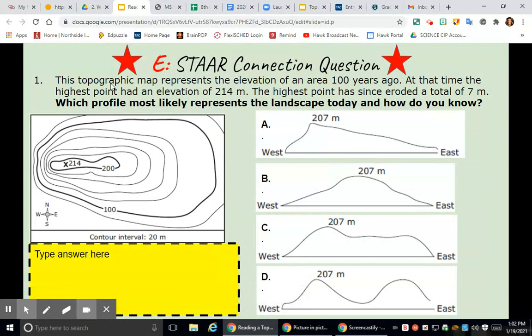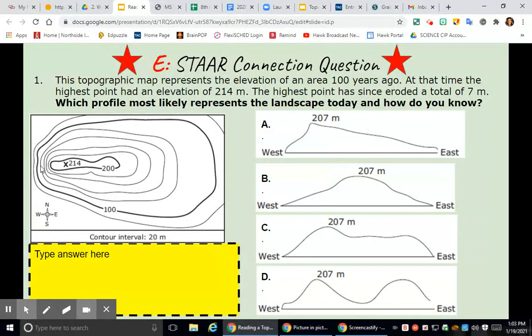All right, let's look at some STAR test questions. It says, this topographic map represents the elevation of an area 100 years ago. At that time, the highest point had an elevation of 214 meters. The highest point has since eroded a total of 7 meters. Okay, so now we're down from 214 to 207 because it eroded away. Which profile most likely represents the landscape today, and how do you know?